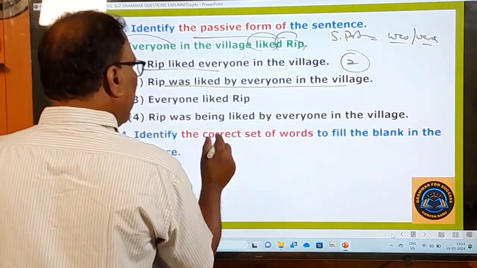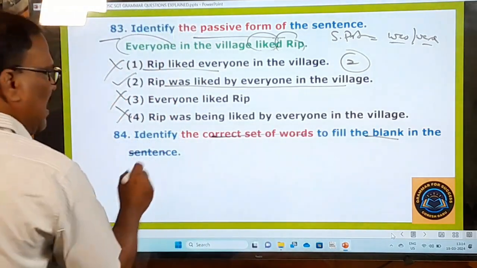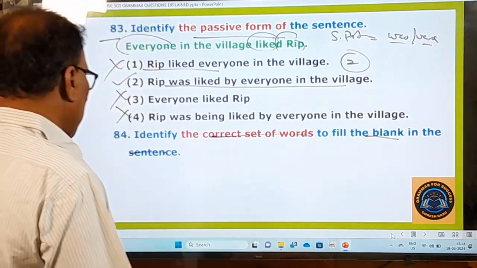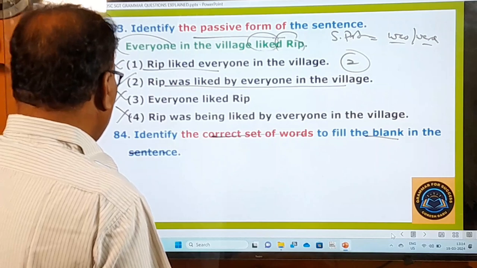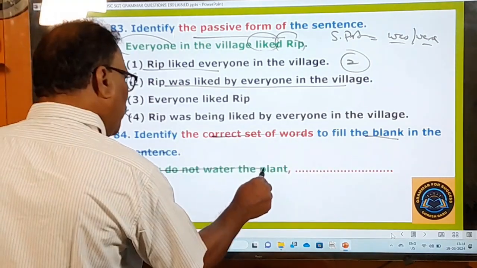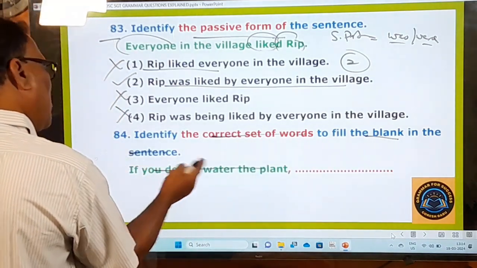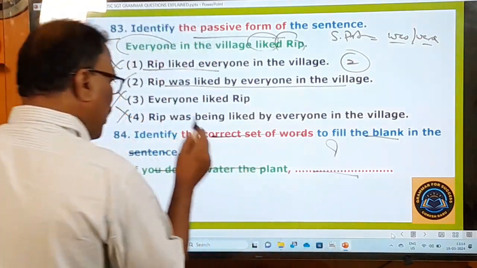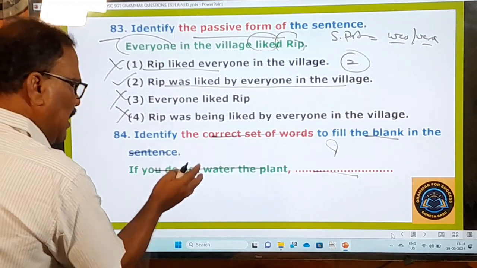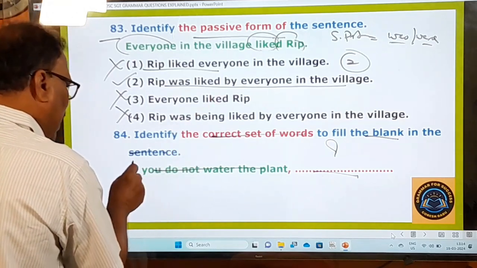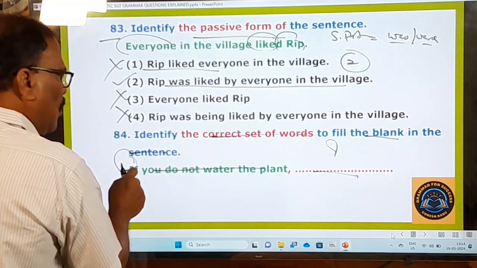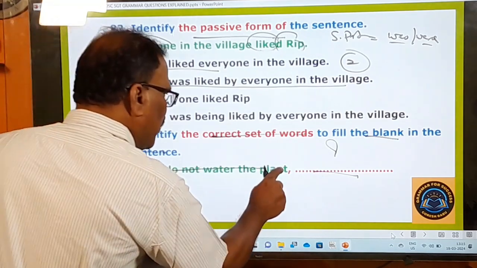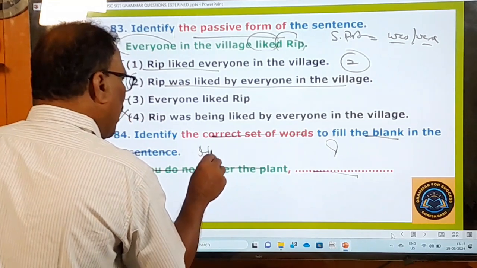84th one. Identify the correct set of words to fill in the blank in the sentence. Again, he is asking you to fill in the blank with suitable words. What are the options given here? Let us see. If you do not water the plant, and what should be used in this blank? So remember, if you observe this sentence, you find that it is beginning with if. So whenever the sentence begins with if, how far is this clause? Up to this comma. So this is called the if clause part.